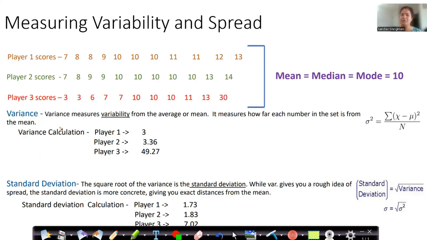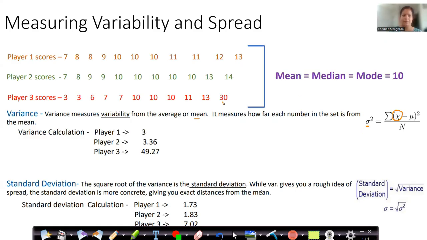So what's the definition of variance? Variance measures variability from an average or a mean, so how each of the data points differs with respect to the mean. And this is the formula. You take each of the points, which is your x, subtract the mean from each point, square it, and then divide by the number of data points. That would be your variance, which is also denoted by sigma square.